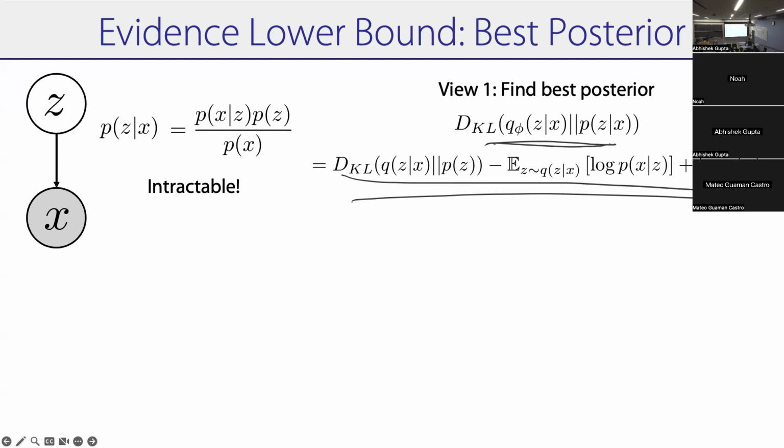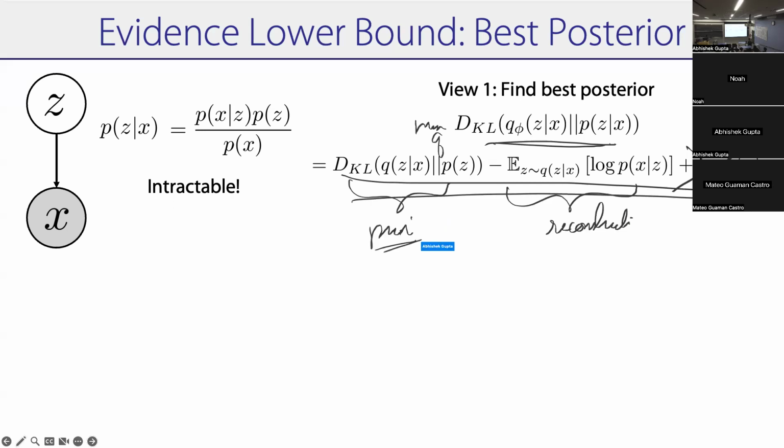And so with the evidence lower bound, when you're trying to minimize this with respect to q, you're trying to find the best approximation to your posterior. You really don't care about this last term. You only care about the first two terms, right? You can think of this term as reconstruction, and you can think of this term as matching the prior, right?